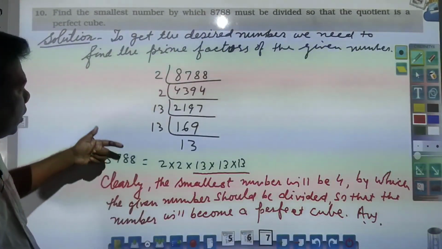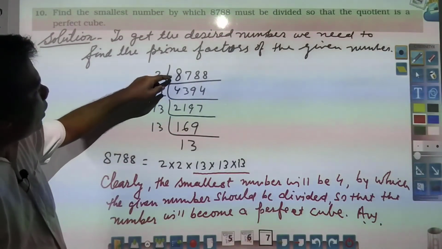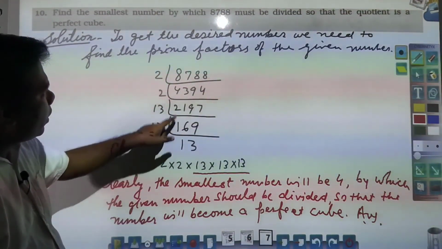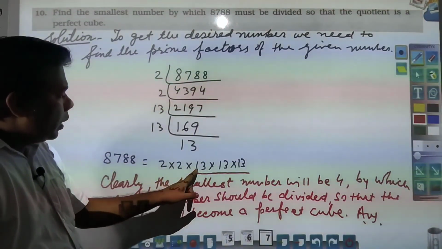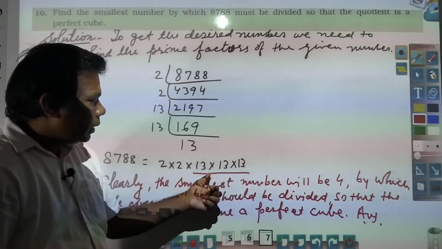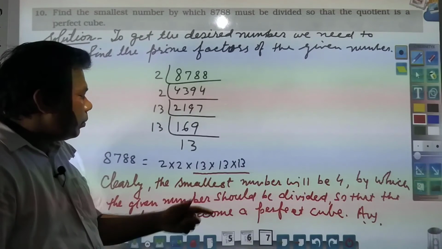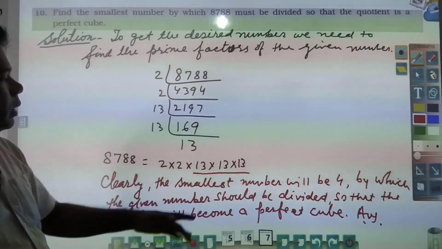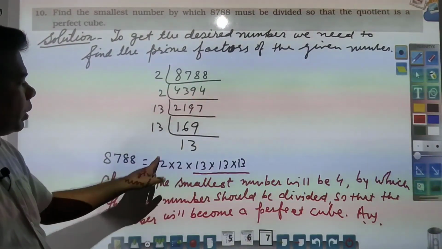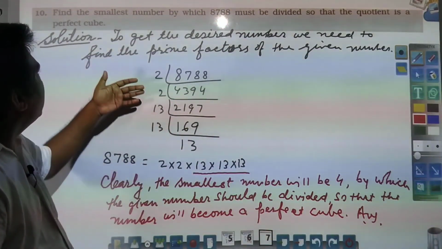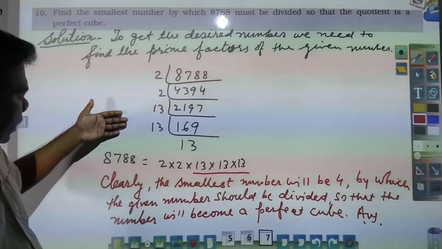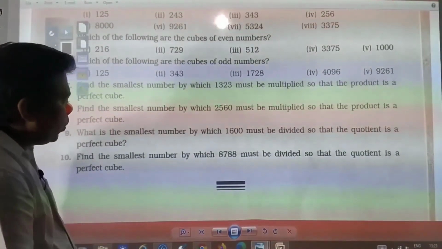Here you see what is needed to be done. Just find out the factors of 8788. You have found 2 into 2 into 13, three times, the same number three times. Clearly the smallest number will be 4, by which it should be divided so that it becomes a perfect cube. So in this way this exercise has been completed and you have done each and every question.